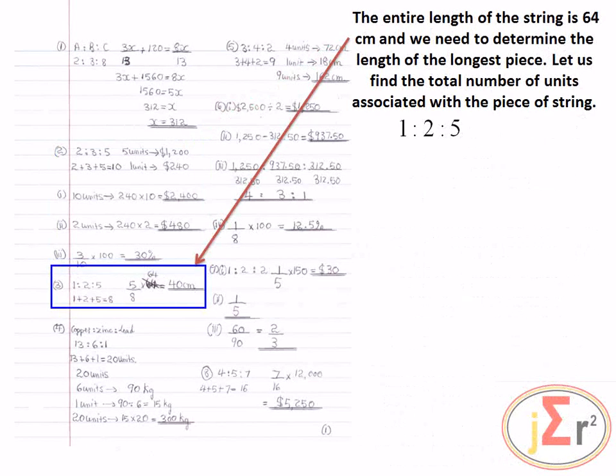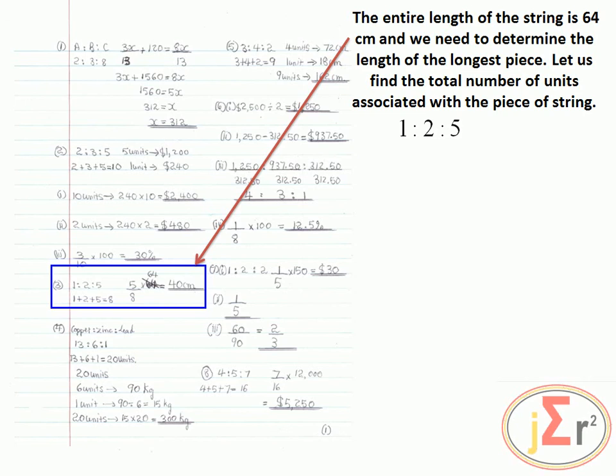What about this one? The entire length of the string is 64 centimeters because it says here that a piece of string is 64 centimeters long, and it is divided into 3 pieces in the ratio 1 to 2 to 5, as we have it right there. And we need to calculate the length of the longest piece.